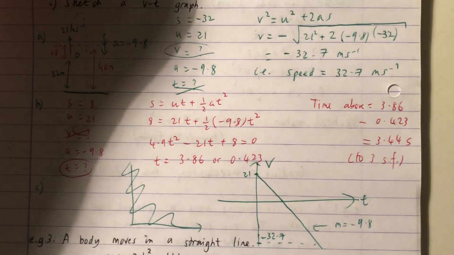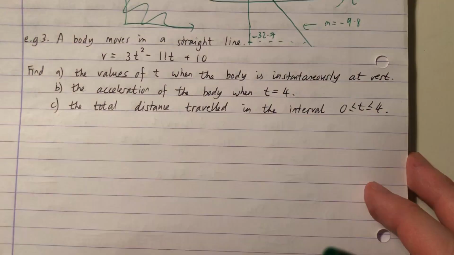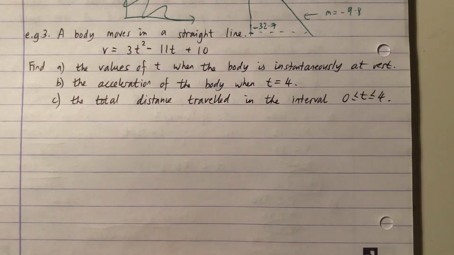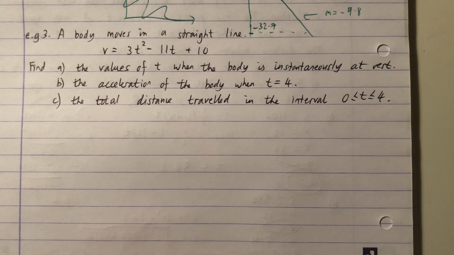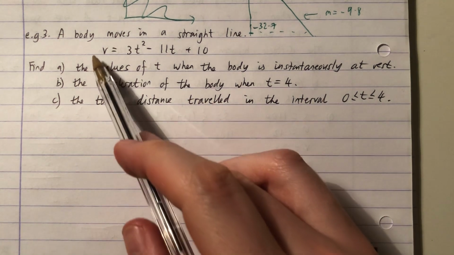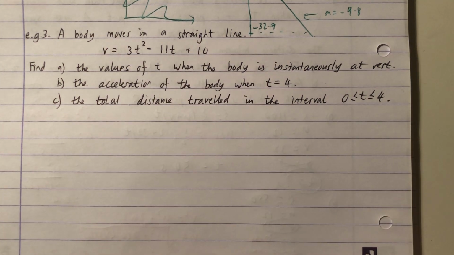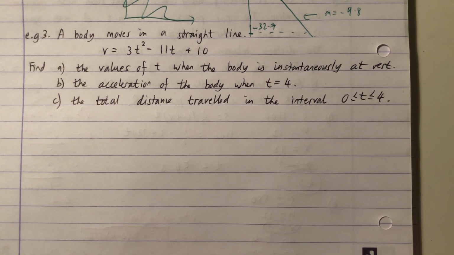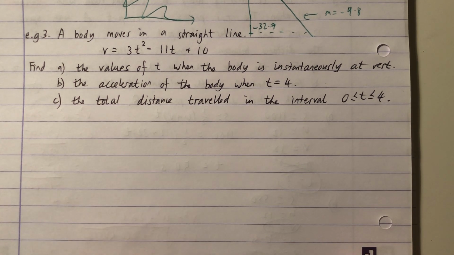There's one more style of question that I've put in. It's probably going to be a variable acceleration question. It is. With a variable acceleration question, you normally get a formula like this, and that kind of gives it away. It doesn't mention the word constant or uniform anywhere. So we know we're going to have to use either differentiation or integration or a mixture of both.